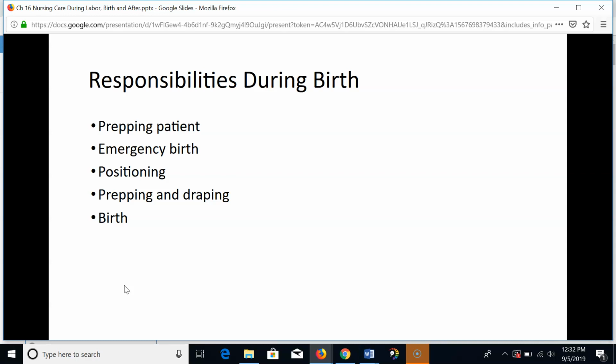One of the things that needs to be done is setting up the delivery table. Hopefully you will be able to see the nurse do this. Birth is considered to be a sterile procedure, so a sterile table is prepared. This is typically done once they know the patient is in labor and being admitted. There's nothing worse than the woman progressing very quickly and now you don't have time to set up your table.